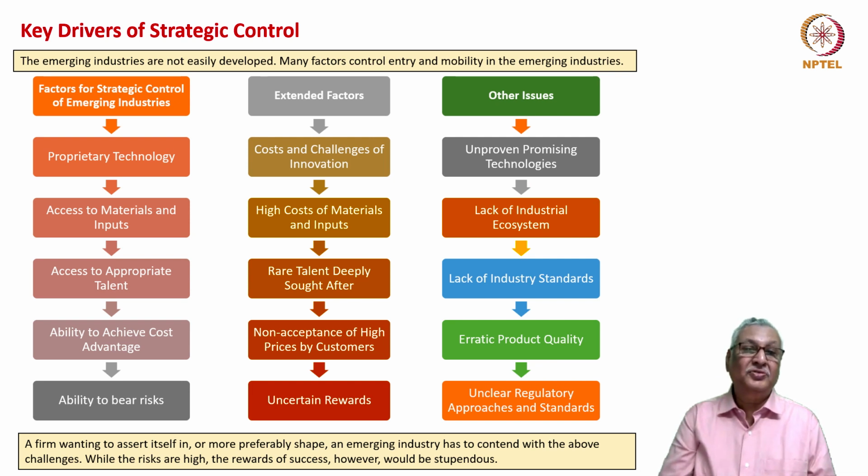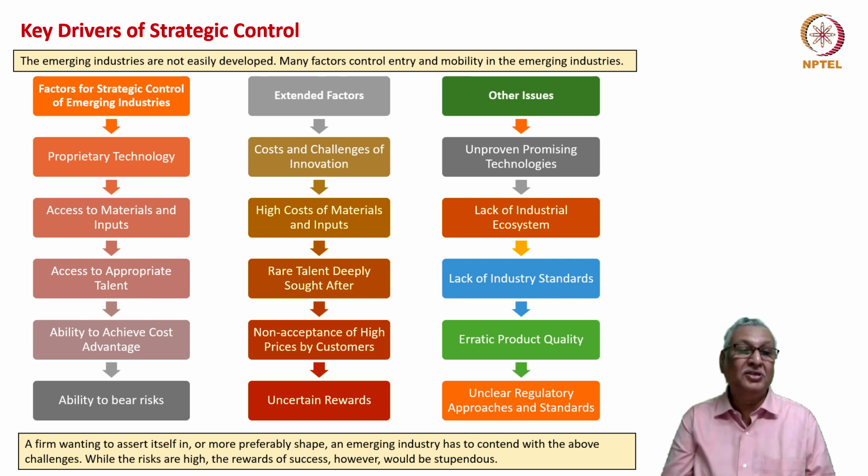What are the key drivers of strategic control in the emerging industries? As I said, these are not easily developed. Many factors control entry and mobility in the emerging industries. The primary factors are proprietary technology, access to materials and inputs, access to appropriate talent, ability to achieve cost advantage, and ability to bear risks. These 5 factors should be there in the firms belonging to the emerging industries to create that envelope of emerging industries. There are some extended factors that come with them.